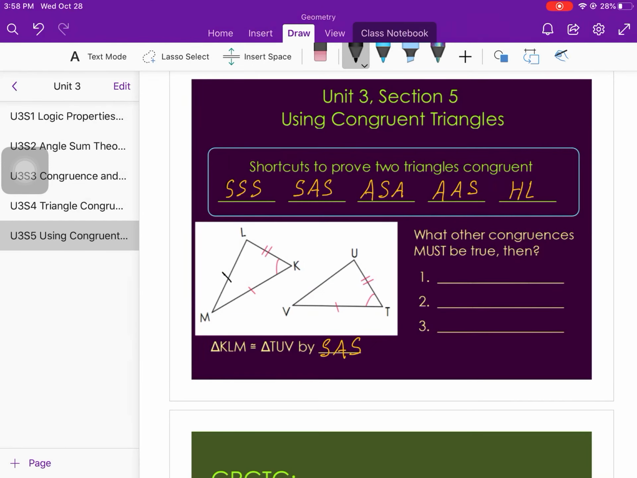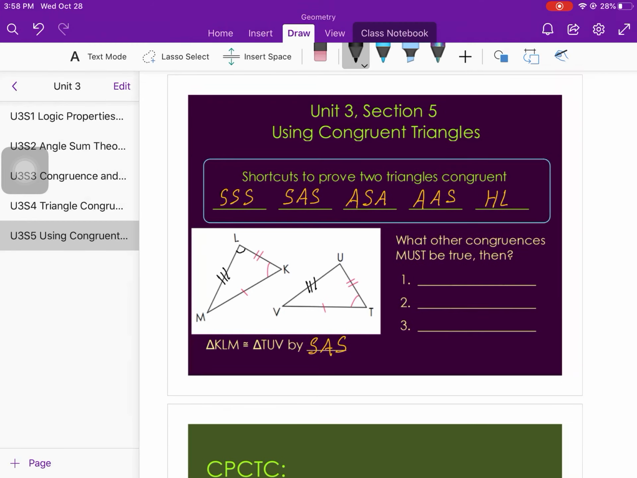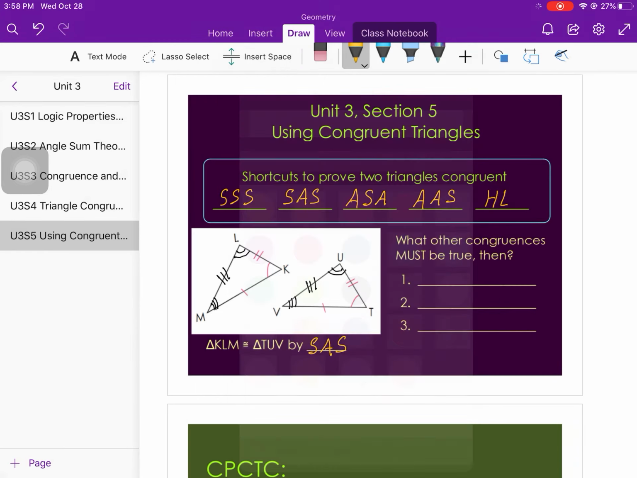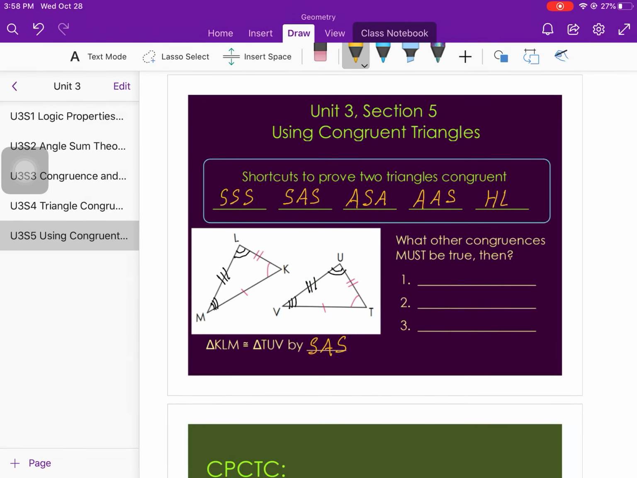Well, if they're the exact same triangle, we know that this side here, ML, has to be congruent with this side of VU, since those are corresponding sides. We know that angle L has got to be congruent with angle U. Let me do two arcs there. Lastly, we know M is corresponding with V, so that's also got to be congruent. So we get three other pieces of information even after we're done with those.